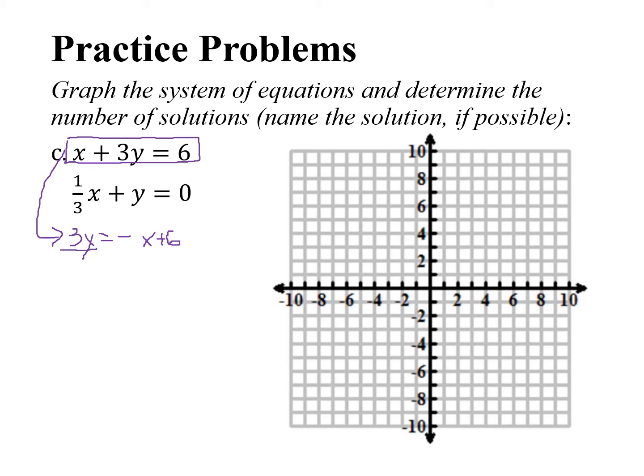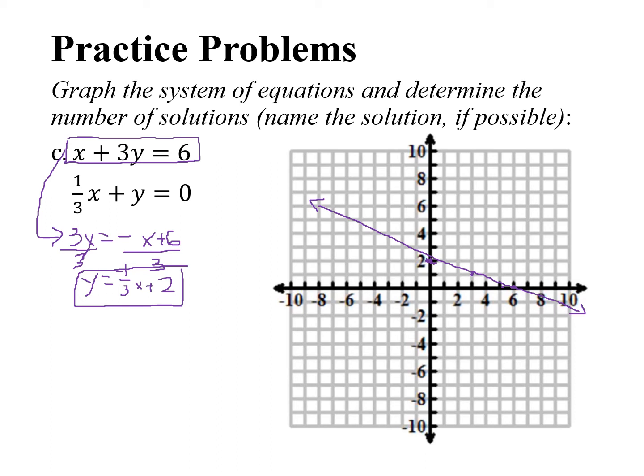To get y all by itself, to turn it into that y equals mx plus b form, I'm going to divide both sides by 3, and I'm left with y equals negative 1/3 x plus, well, 6 over 3 is 2. To graph this line, I know I need to start at that y-intercept of positive 2, and my slope tells me down 1 over 3. Let's do it again. Down 1, over 3. And I'm going to connect and extend across the page.